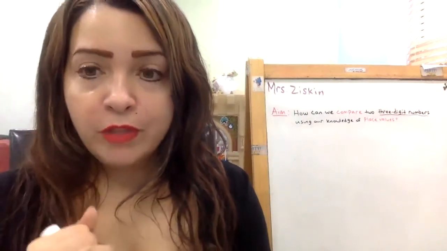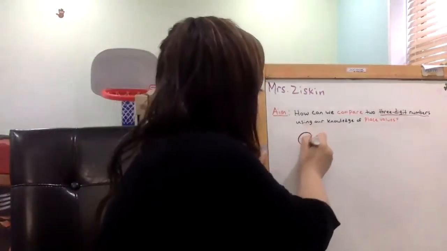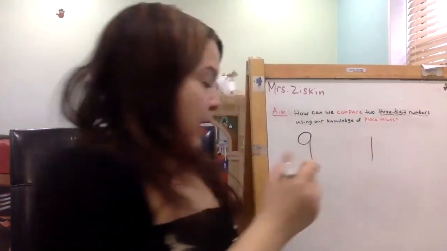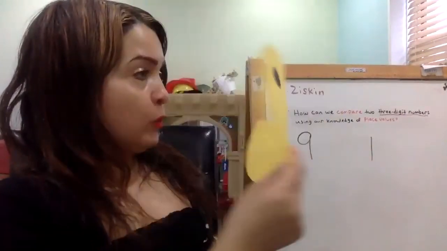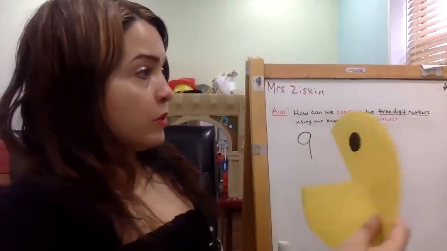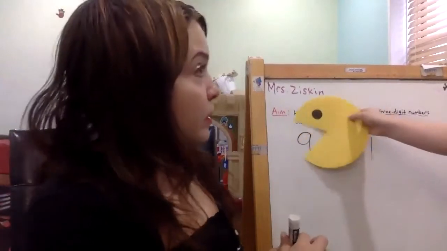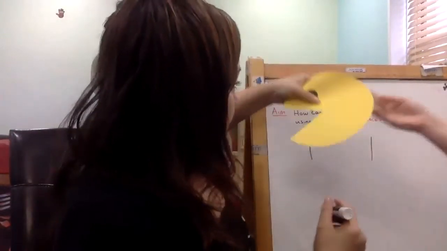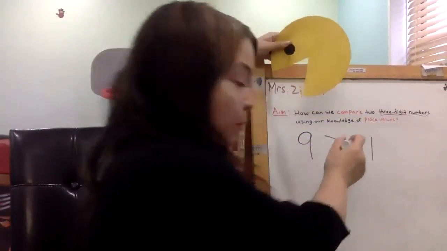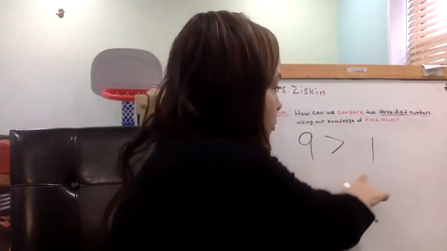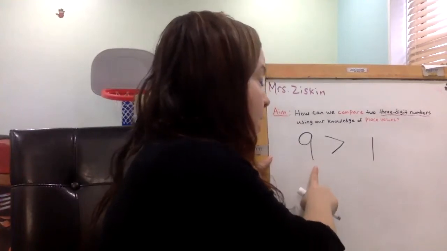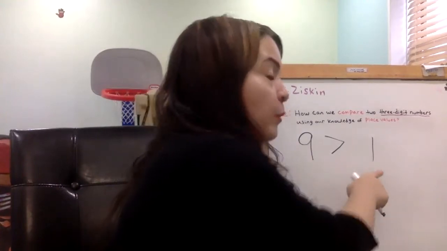So if I have these two numbers, 9 and 1, which one of these numbers is Greater Man gonna want to eat? Does somebody want to show me what direction he should be facing? Zachary, thank you. He should be eating the 9 because it's greater than 1. Yeah, so we use this symbol. So if we remember, we read from left to right, and we say that 9 is greater than 1.